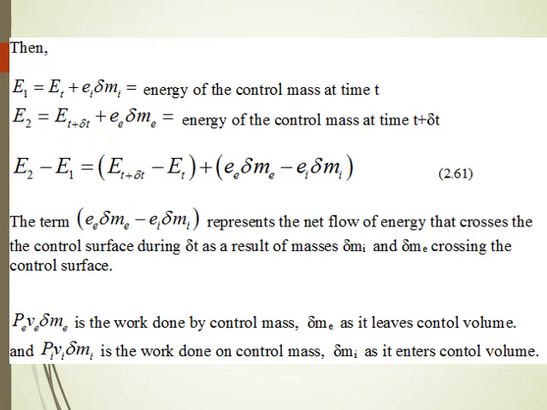E1, which represents the energy of the control mass at time t, is equal to Et plus ei delta mi, where ei is the specific energy associated with the mass delta mi that is flowing into the control volume. Now this e is the summation of internal energy per unit mass, potential energy of the system per unit mass and the kinetic energy of the system per unit mass.